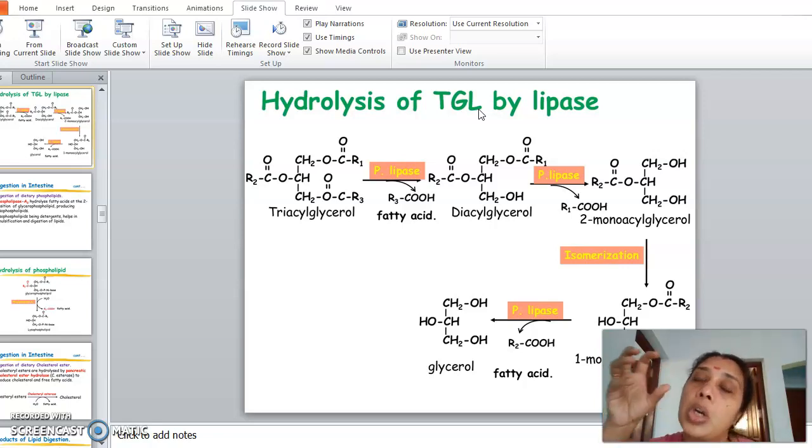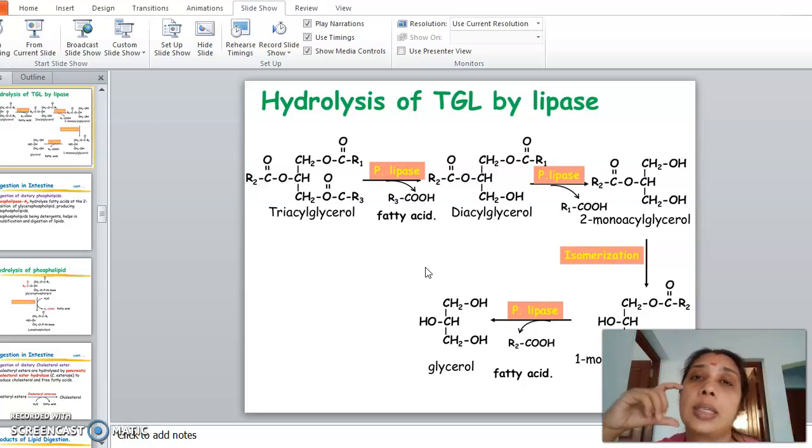Clear? In order to initiate the digestion of TG, first the lipase has to be active, and this activation of the lipase is carried out by another enzyme known as colipase, both of which are synthesized in the zymogen forms. Right? So first, procolipase has to be converted into colipase, and that is done by the proteolytic enzyme known as trypsin.